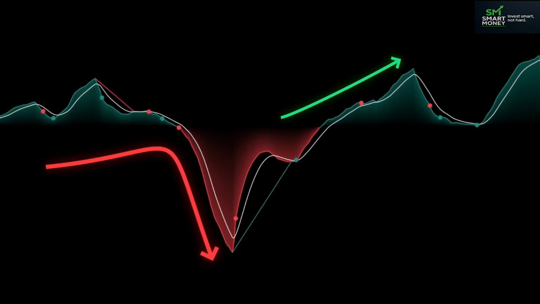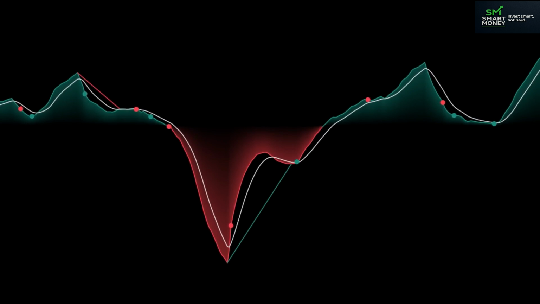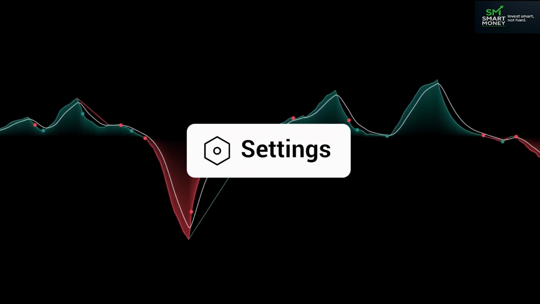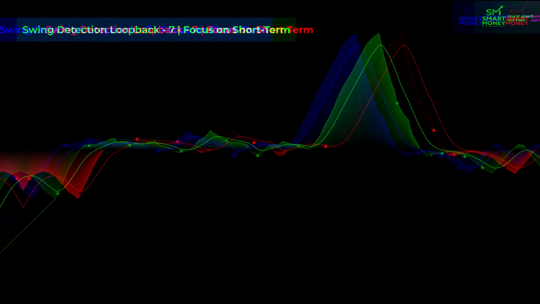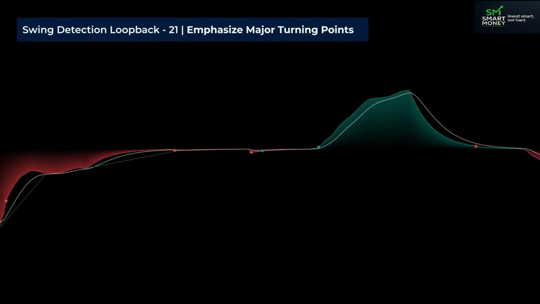The height of each wave reflects how far price travels away from its broken trend lines. The larger that distance, the stronger the reading. You can shape that structure from the trend line section in the settings. Swing detection look back decides how far back the algo searches for swing highs and lows. Lower values react quickly and focus on short-term structure, while higher values emphasize major turning points.